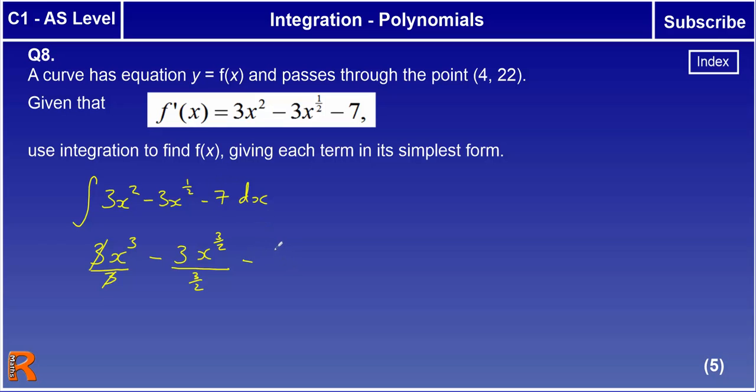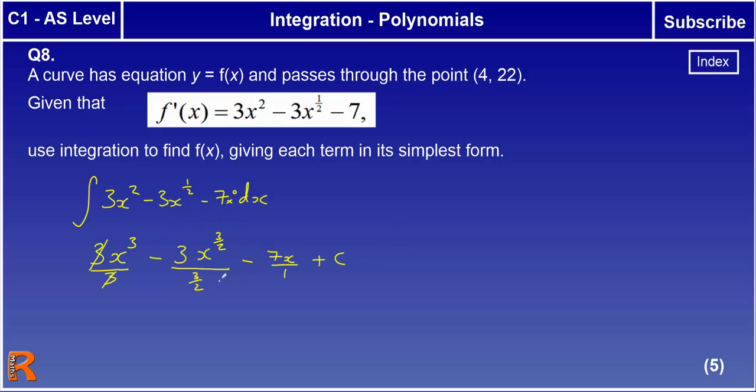And then the 7, this is x to the power of 0 because there is no power of x, so we increase that to 1. And we get 7x to the 1, so we divide by 1. We don't really need to do anything there because dividing by 1 just keeps it the same. And we need to add a constant on the end.